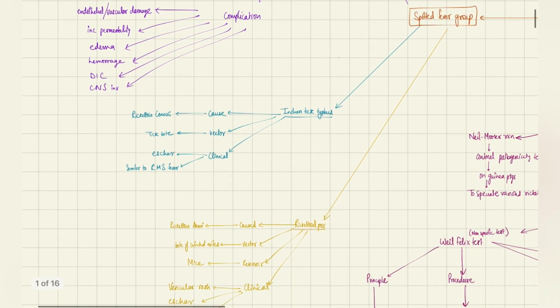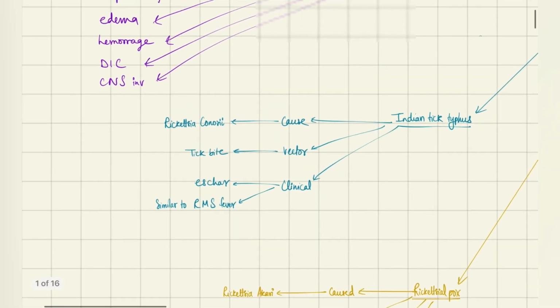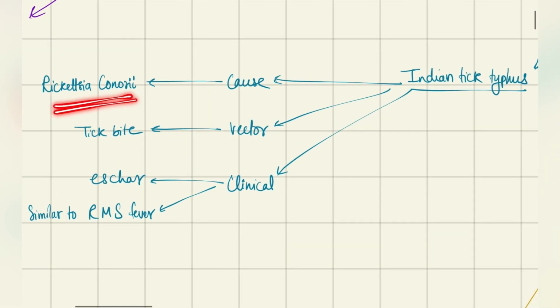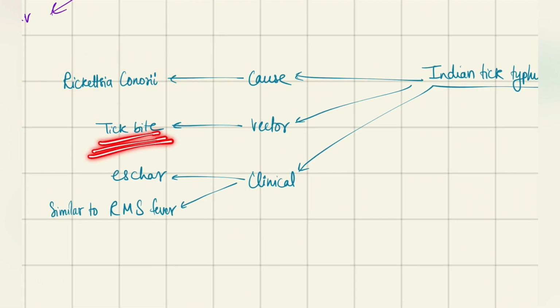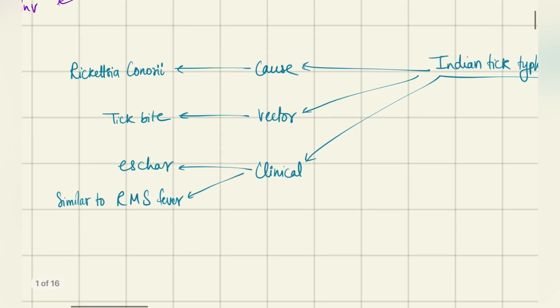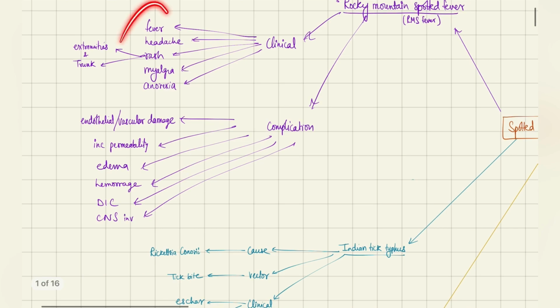Coming to the less significant ones, we have the Indian tick typhus and rickettsial pox. These are not that important, but if you know the causative organism and the vector, they can fetch you extra marks. So first, Indian tick typhus. This is caused by Rickettsia conorii. And the vector is a tick bite. The clinical manifestations are eschar formation, and the rest are similar to RMS fever, the ones we mentioned earlier.